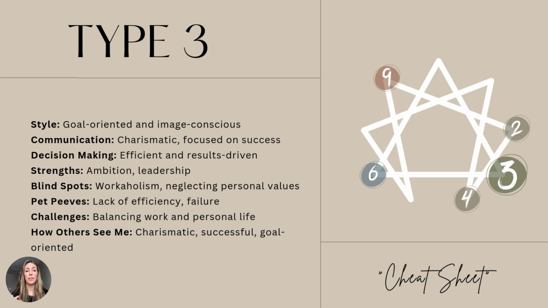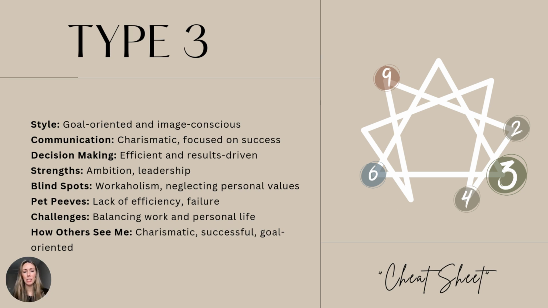So it's important for the type 3 to find a way to balance their personal life and their work life and meld those together. But ultimately, people are drawn to type 3s. They're charismatic, they're successful, and they're goal-oriented and tend to thrive in organizations where there is a next rung to achieve because they will focus on it with all of their being.